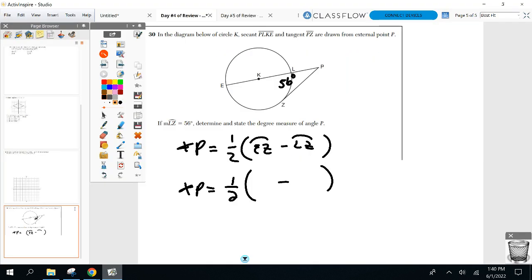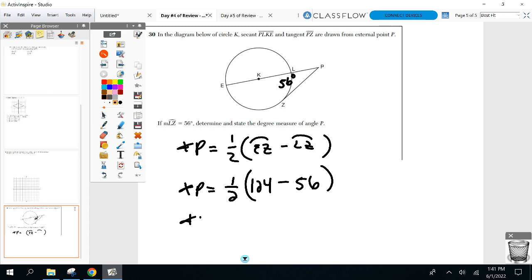9. Say that again, Shannon. Yep. How'd you get 124 for your classmates that are wondering because they don't see 124 up there? Yeah, this is a semicircle because K is the center, so EKL must be the diameter. EZL, that arc, is 180.